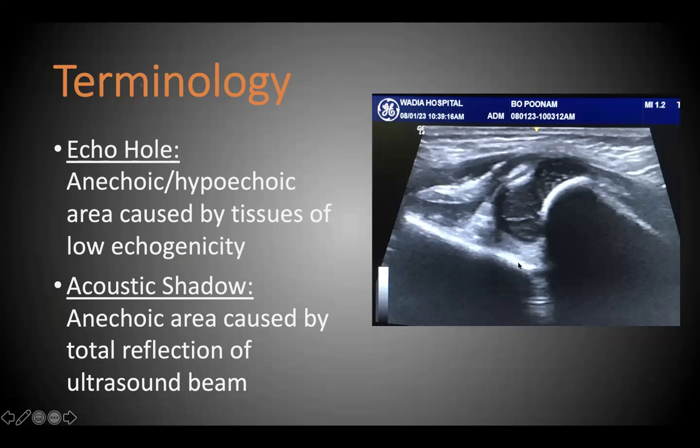In comparison, an acoustic shadow is an anechoic area which is caused by total reflection of ultrasound beams after they hit that area. So this is the ilium, and this is the chondro-osseous border of the proximal femur. So as you can see, when an ultrasound ray hits the ilium or the chondro-osseous border or any other ossified structure for that matter, the ultrasound beams get reflected back, and you cannot see anything beyond that ossified structure. So this area is called an acoustic shadow.